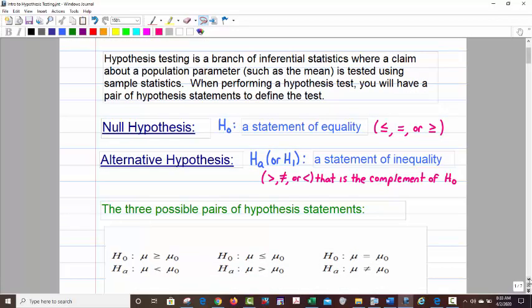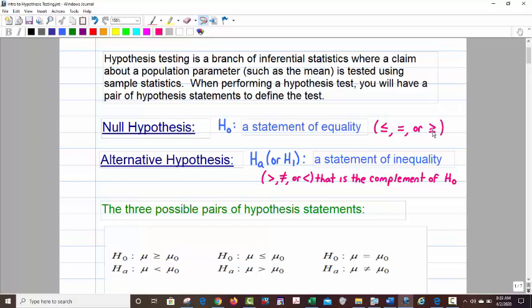Now, every hypothesis problem is set up with a pair of statements. They come as a null hypothesis, and then we have the alternative hypothesis. They come in pairs. This H sub 0, I like to call it H-naught, just for fun. The H-naught will always have a statement of equality, meaning it's going to be less than or equal, or greater than or equal.